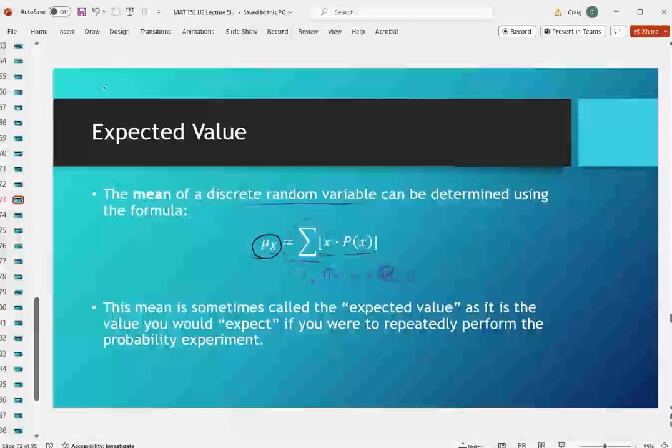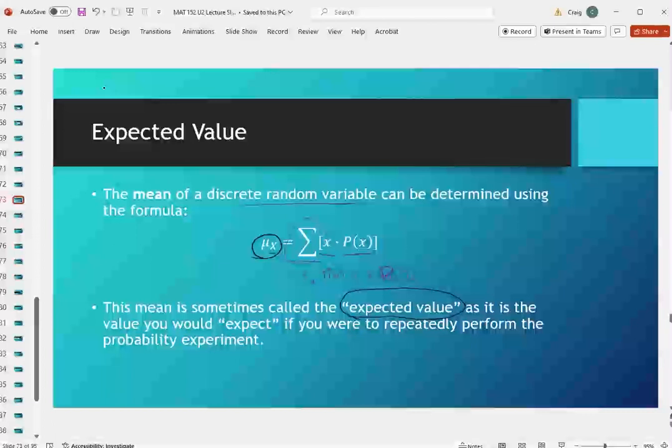You generally refer to the expected value because we're talking about things that haven't happened yet. These are not outcomes in particular experiments that we've measured. We're trying to predict what's going to happen, what we would expect to find based on some knowledge of the probability.